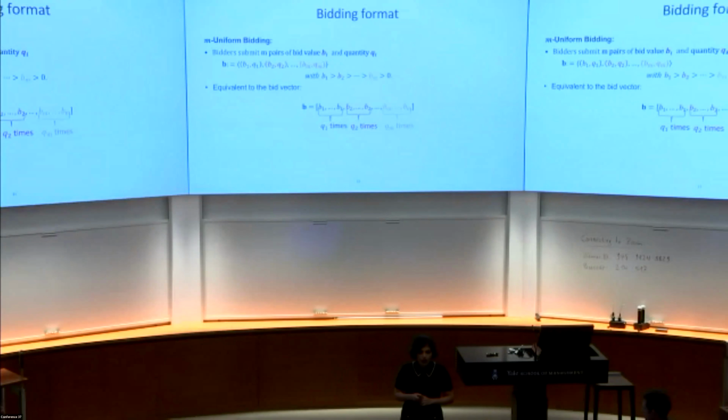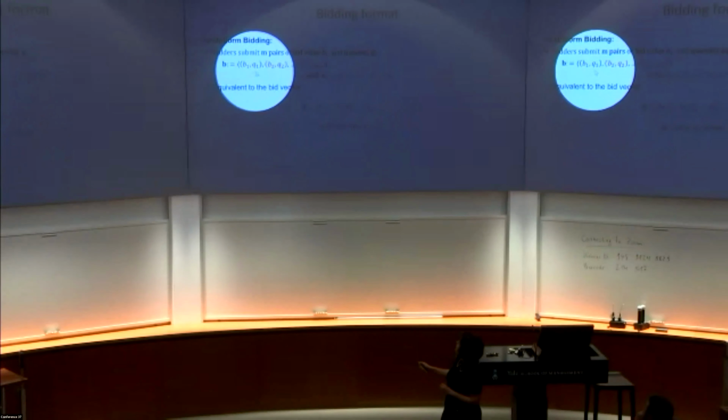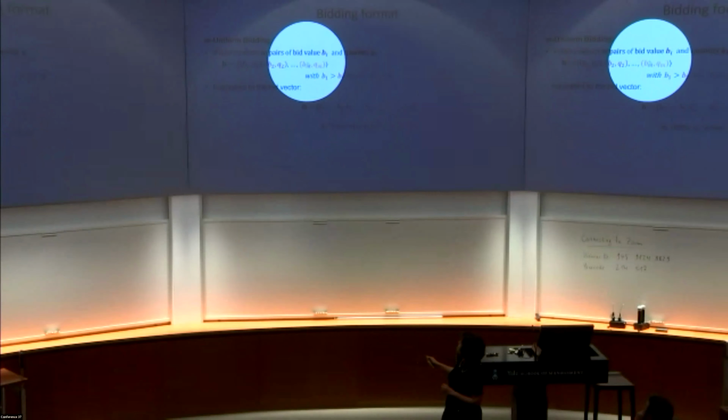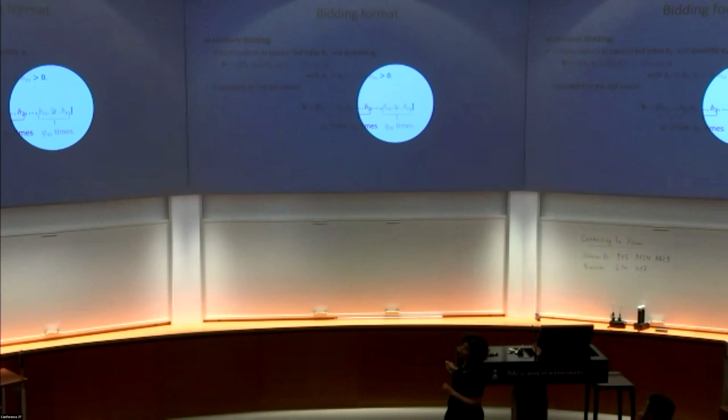Now let's try to understand what bidding format our bidder, Alice, is going to use. For the bidding format, I'm going to go with M-uniform bidding. How does it work? The bidder submits M pairs of bid value and quantity, rather than submitting one bid value for every unit she's interested in. So she submits pairs B1 Q1, B2 Q2, up to BM QM, meaning that for the first Q1 units, the bid is B1, for the next Q2 units it's B2, and for the last QM units it's BM.